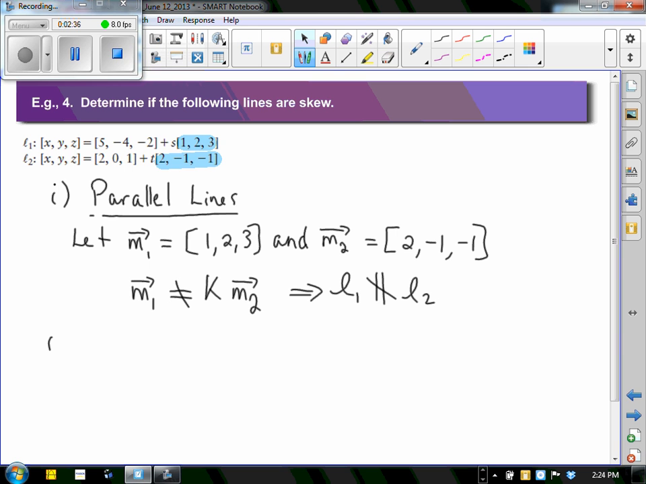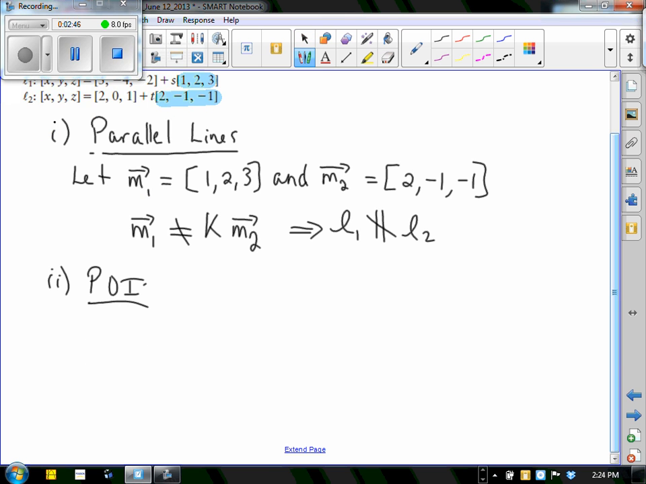We do now have to focus on a second part of our solution, and I'm just going to call this POI. We need to look for a point of intersection. So let's run through the process of doing so. Recall that our first step, step number 1, was to write the parametric equations. So let's get these set up.